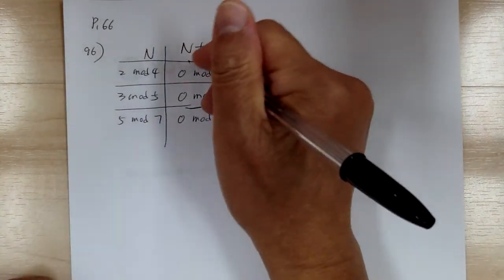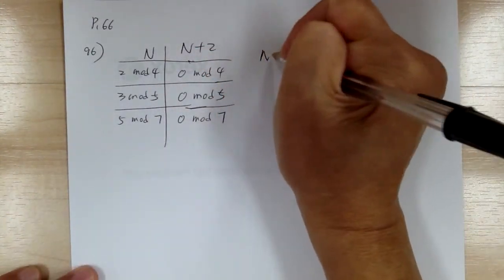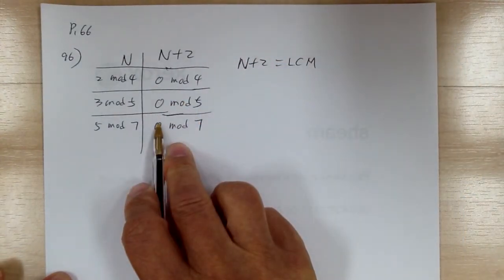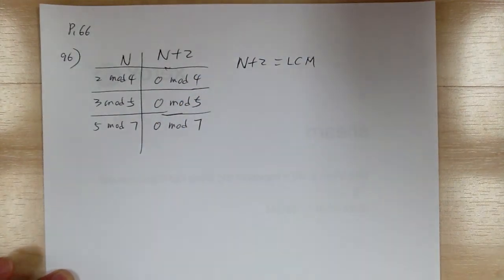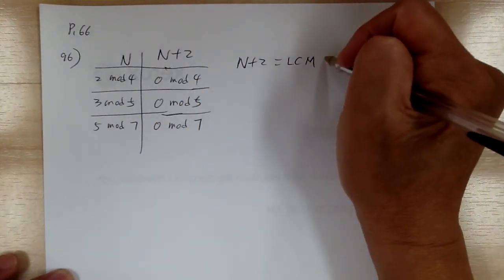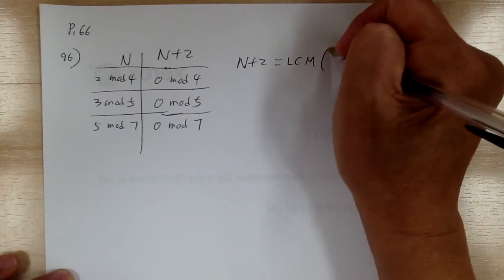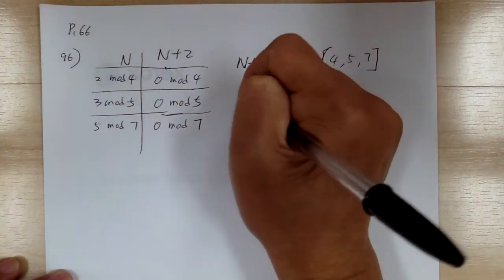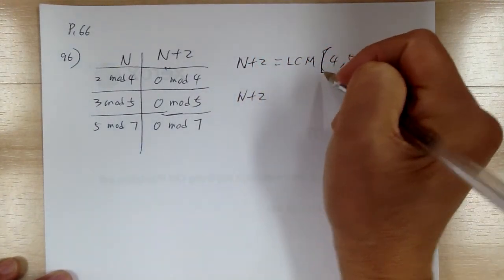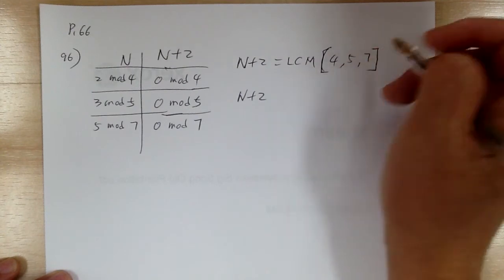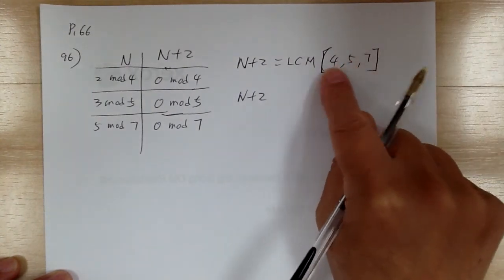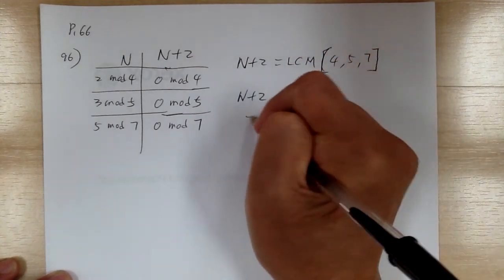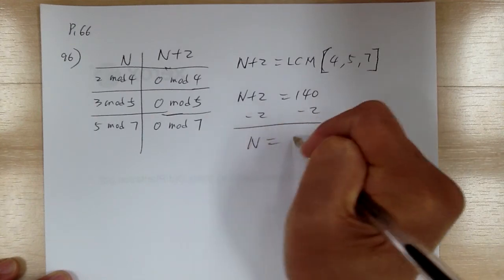Now from this we can see that n plus 2 is equal to the LCM, because when the remainder is 0, that means it divides exactly. So this is the LCM of 4, 5, 7. All these are relatively prime, so you can just multiply. 4 times 5 is 20, times 7 is 140. So n plus 2 equals 140. Minus 2 on both sides, so n equals 138.